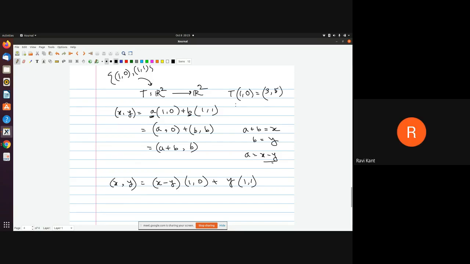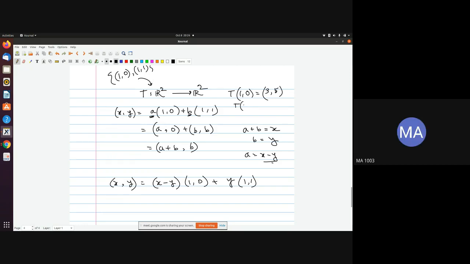Sir, do we always have to take, like here, (1, 0) and (1, 1)? It has to be a basis in R2. It can be any basis, but it has to be a basis. Then only we can have the full explicit transformation. Otherwise we cannot. Then only we can get what the linear transformation is.